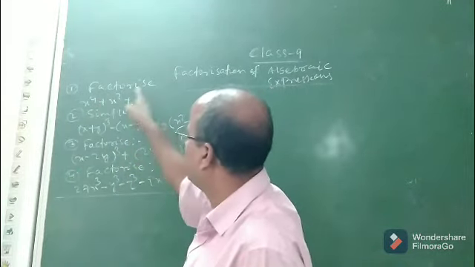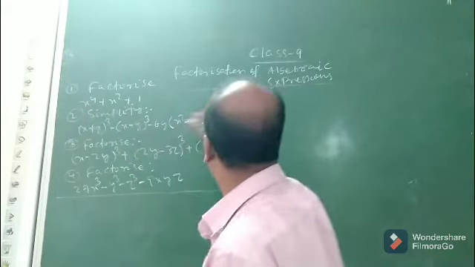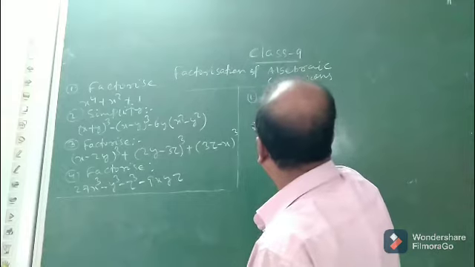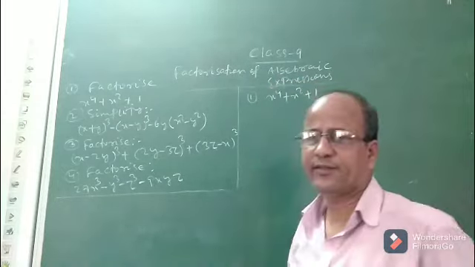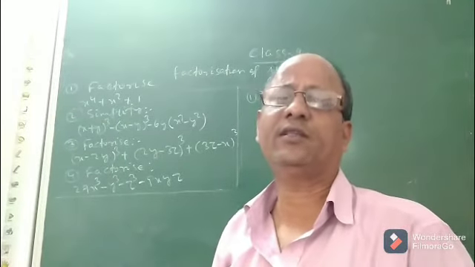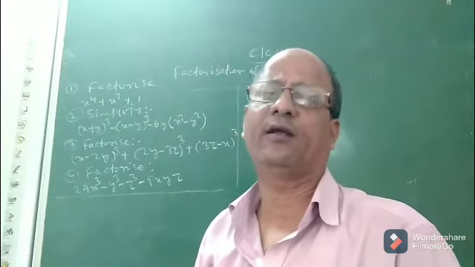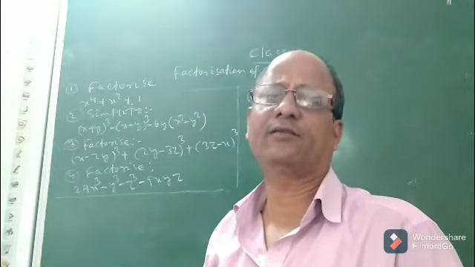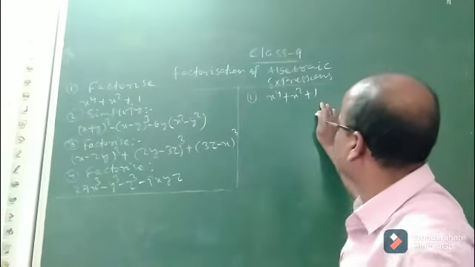Suppose you want to factorize an algebraic expression. You see, you are given x to the power 4 plus x square plus 1. See, this is an algebraic expression. How will you factorize it using the concept of identity? Whatever identities you have read so far from class 8 to this class. So using those identities, how to factorize this algebraic expression?